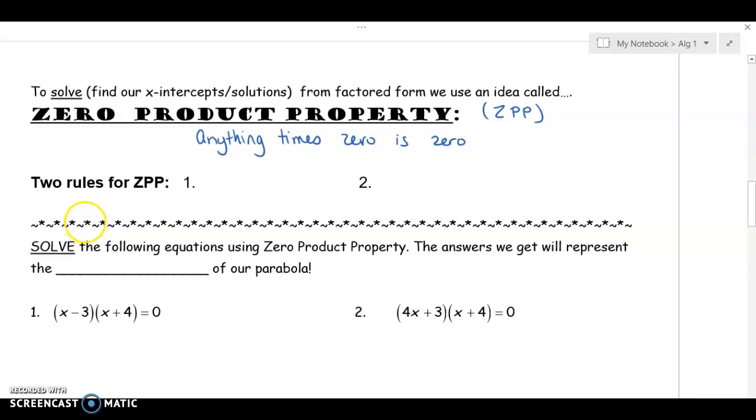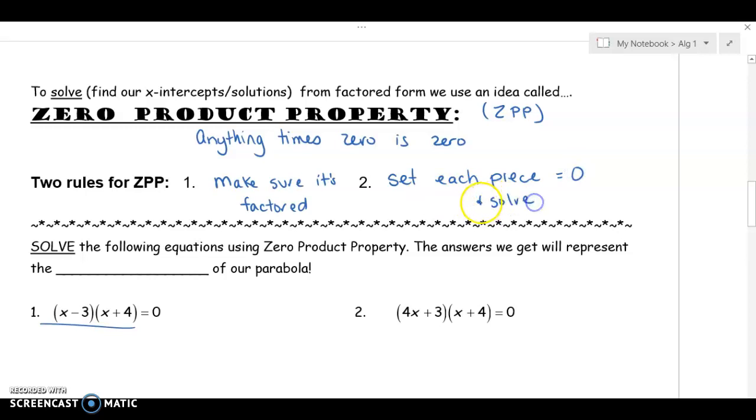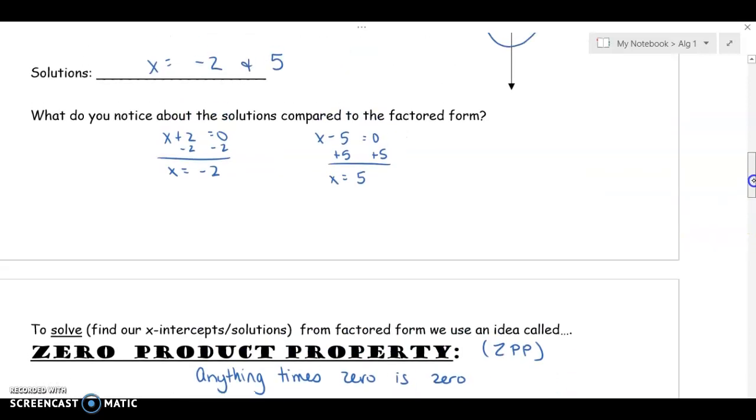All right. When we do the ZPP, number 1, make sure it's factored. So we want it to look like the problems that we were doing in the last video. We want it to look something like number 1 here, where we have a parenthesis of something times a parenthesis of something else. Once it is factored, you're going to set each piece equal to 0 and solve. That's the goal. Set each piece equal to 0 and solve. Kind of like I did on this problem over here.